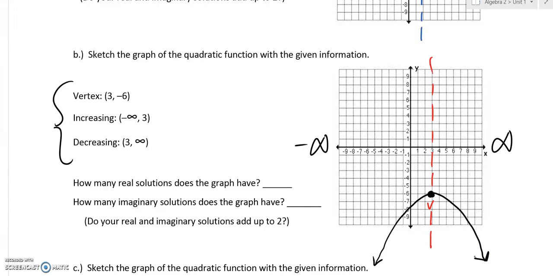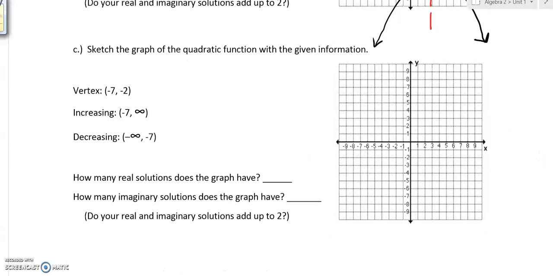Okay. Now, answering the last questions here. It says, how many real solutions does the graph have? Well, does this parabola ever cross the x-axis? I hope you were thinking no, because it doesn't, and that means I have 0 real solutions. That implies that I have 2 imaginary solutions. Remember, these numbers right here have to add up to 2.